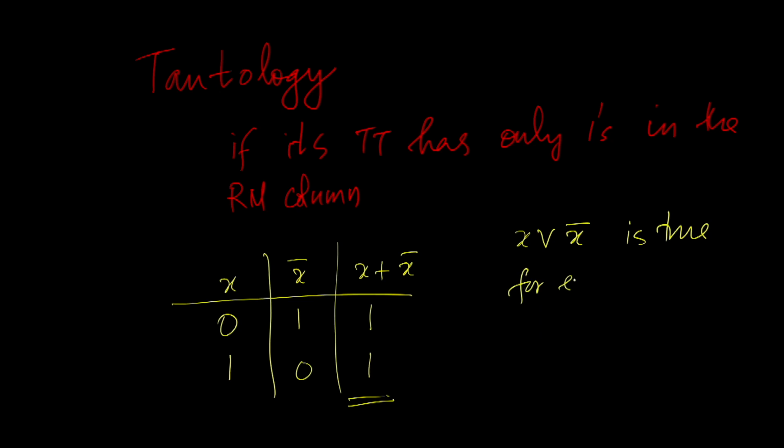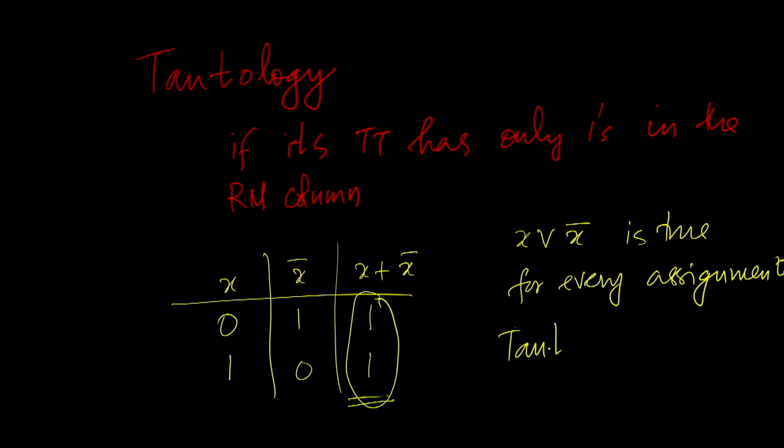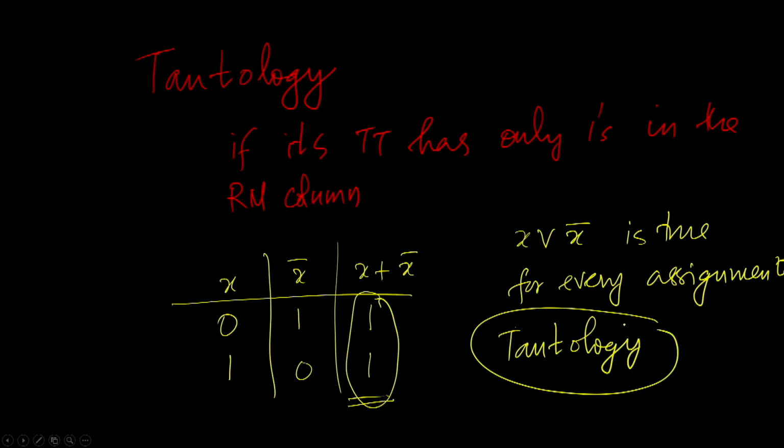for every imaginable assignment. If you draw the truth table of it, in the rightmost column we have only ones. Therefore, this is a tautology. A tautology is a statement which is always true. Whatever truth values you assign to the variables of the formula, it will always evaluate to true.